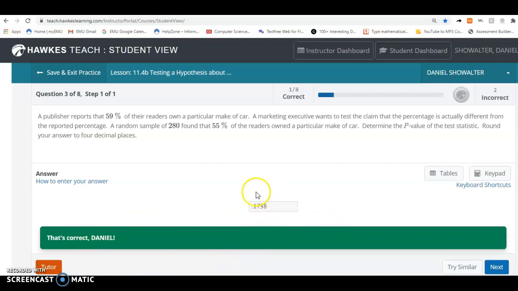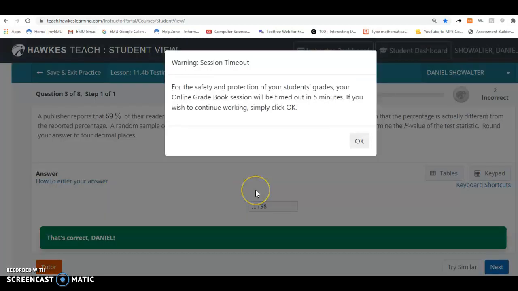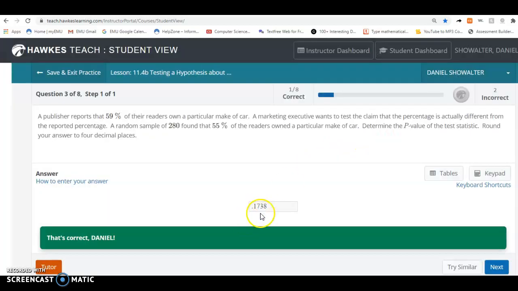And just to clarify here, if I'm going to interpret what that p-value means, it means that if it truly is true that the publisher's report is correct and that 59% of their readers own that particular make of car, the chance that just by random luck alone, we would get a sample that's this large and that's 4 percentage points away from the reality in either direction, 4 percentage points or more away, would be 17%. We'd have a 17.38% chance of getting a sample percentage that far away from the true percentage.